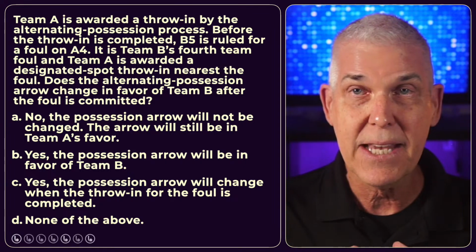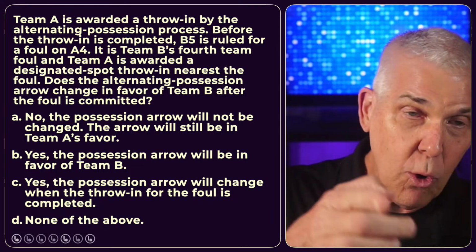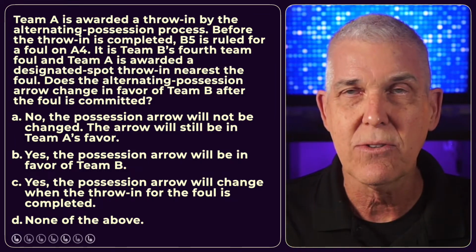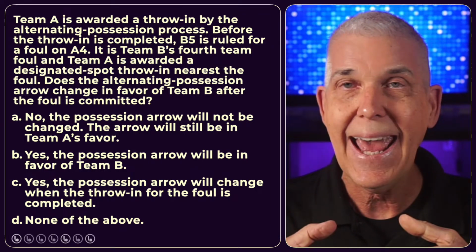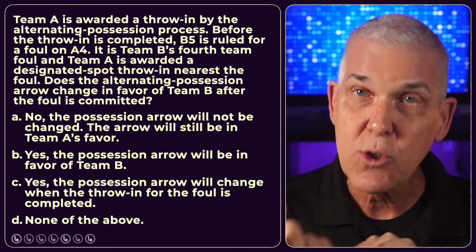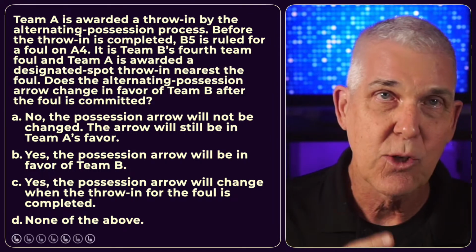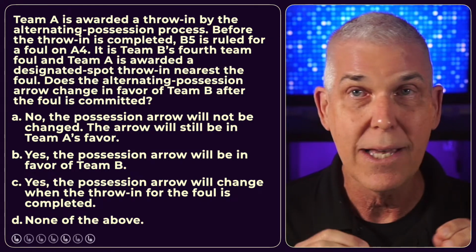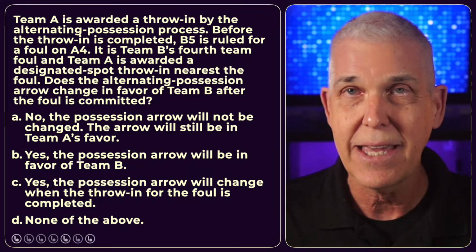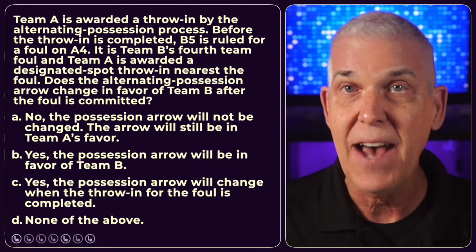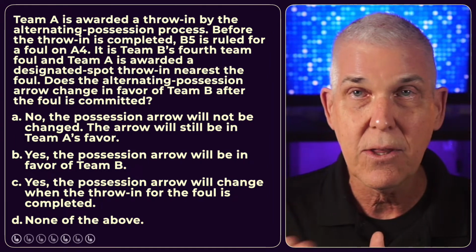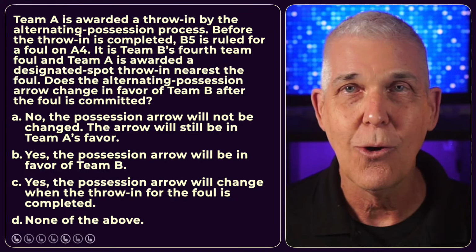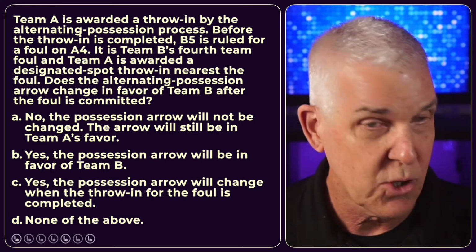So we have an alternating possession arrow throw-in. We're going to use the possession arrow to determine which team gets the resulting throw-in. When the throw-in ends, we will switch the arrow. In this situation, a foul has occurred and the throw-in has not ended. So, as a result, we will not switch the arrow. We will penalize the foul. That will result in a throw-in to the opponent. But the arrow does not change in this situation.